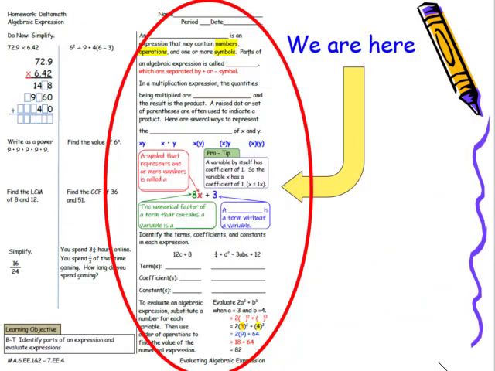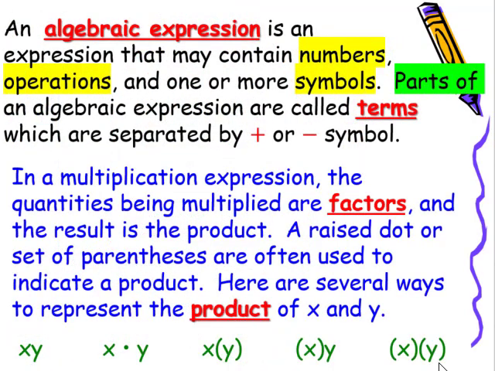We are here. An algebraic expression is an expression that may contain numbers, operations, and one or more symbols. Parts of an algebraic expression are called terms, which are separated by a plus or a minus symbol. In multiplication expressions, the quantities being multiplied are factors, and the result is the product. A raised dot or a set of parentheses are often used to indicate a product. Here are several ways to represent the product of x and y.